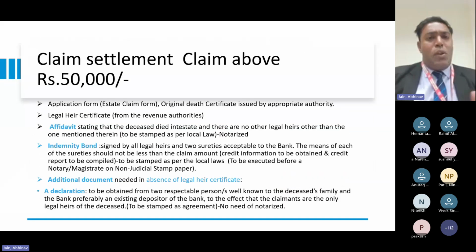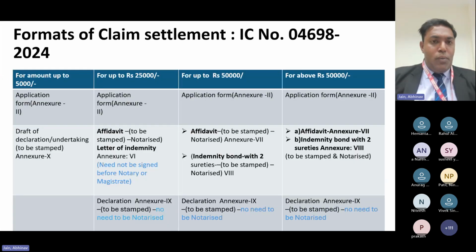Now let's say we are into the procedure of settling a claim above 50,000. Here again, we would be taking a claim form and original death certificate, a legal heir certificate from revenue authorities, an affidavit duly notarized as per the local stamp act, and an indemnity bond again executed by a notary, magistrate, or on non-judicial stamp paper. An additional document in case of absence of a legal heir certificate would be a declaration from two respectable persons well known to the deceased's family. No need to be notarized, but it needs to be stamped. So these are the documents, which you can see on your screen.